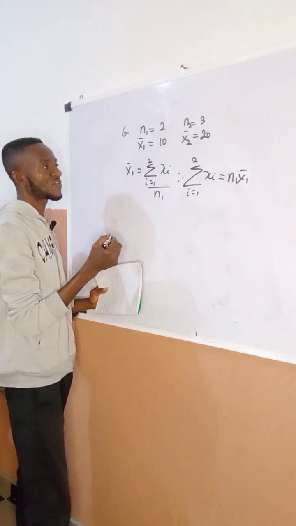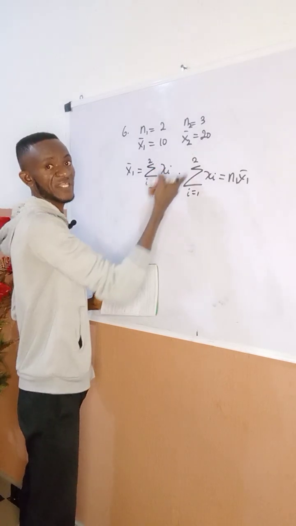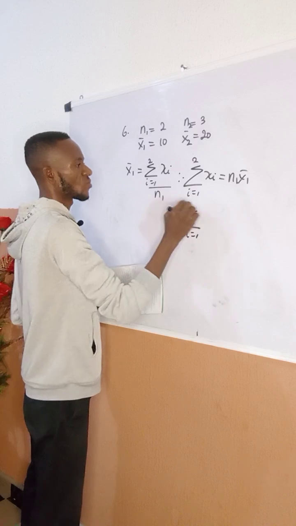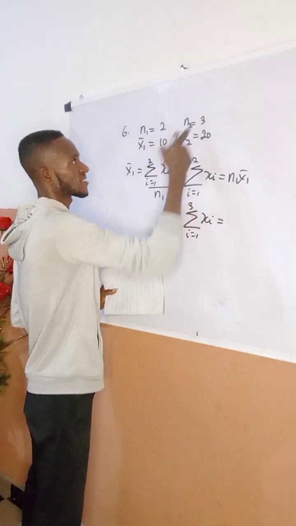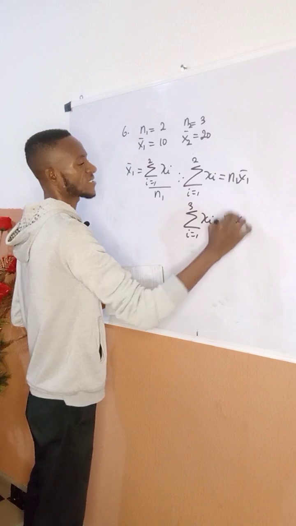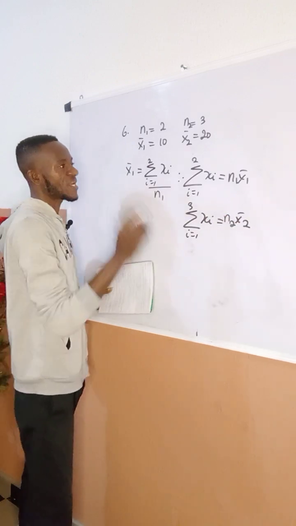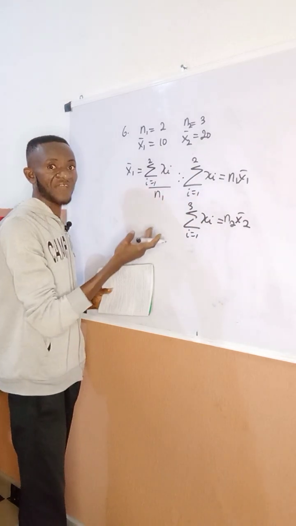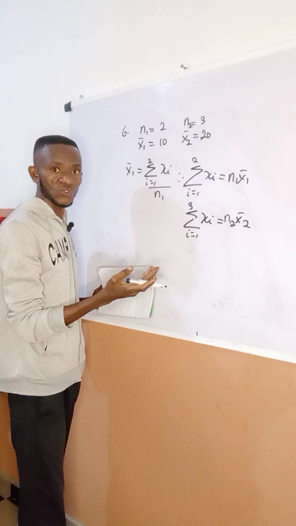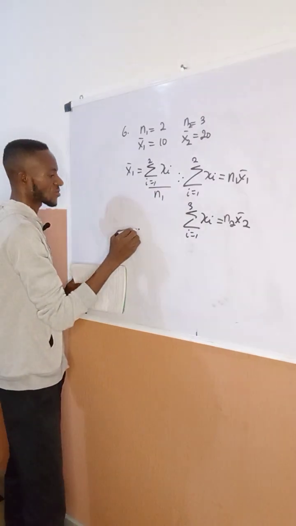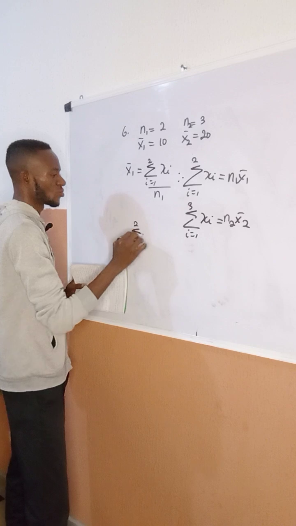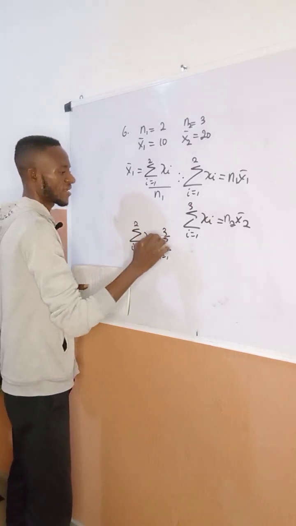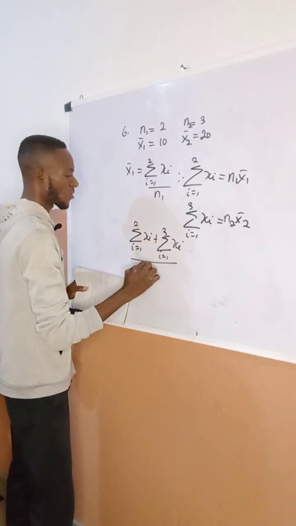So this is the sum of 2 observations. I will now come and get the sum of 3 observations. If this is the sum of 2 observations, it implies that the sum of 3 observations, summation i running from 1 to 3 of x i, is given as n2 x bar 2. And of course, when I do the sum of these 2 observations plus the sum of these 3 observations divided by 5, I must have arrived at what they are asking me to do. So I am looking forward to getting the sum of i running from 1 to 2 of x i plus the sum of i running from 1 to 3 of x i, all over 5.